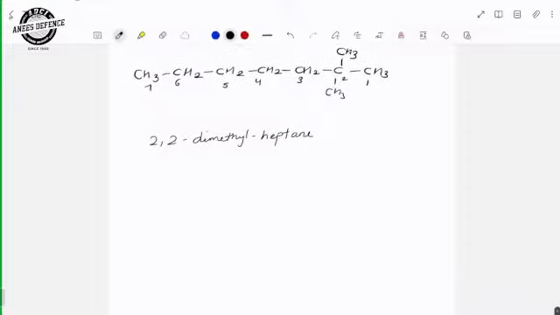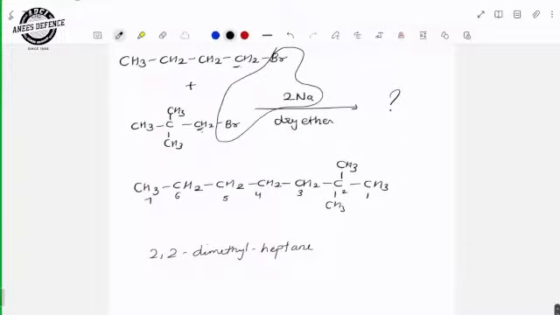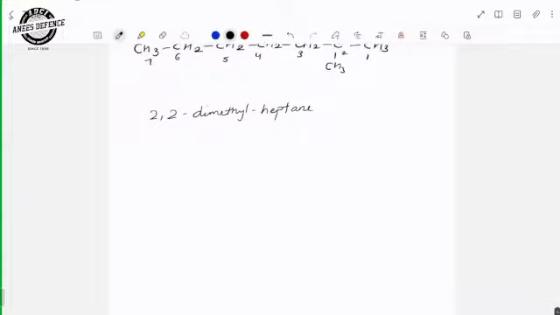That's it. Now, if it is 9 or 8 carbons, what will be the name? 8 is octane and 9 is nonane. And 10? Decane. Okay, thank you. You're welcome. Now, let us look into the next reaction.